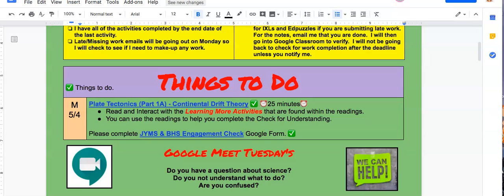Hey everybody, this is just a quick tutorial on how to complete the readings. So whether you're in the rocks unit, the minerals unit, the plate tectonics unit, no matter what unit you're in, remote learning, this is our expectations for the readings.